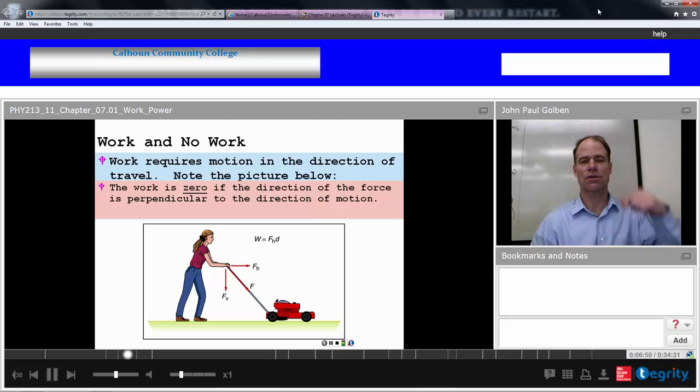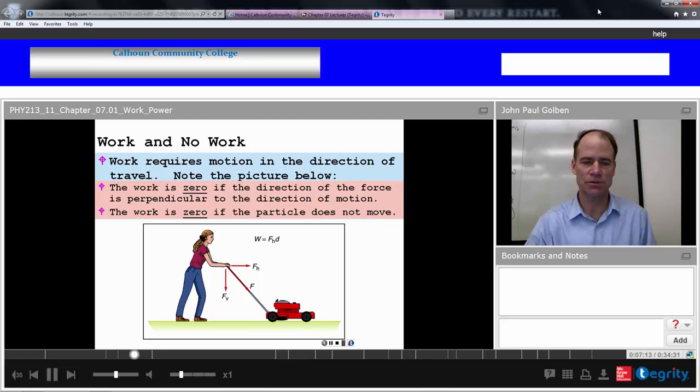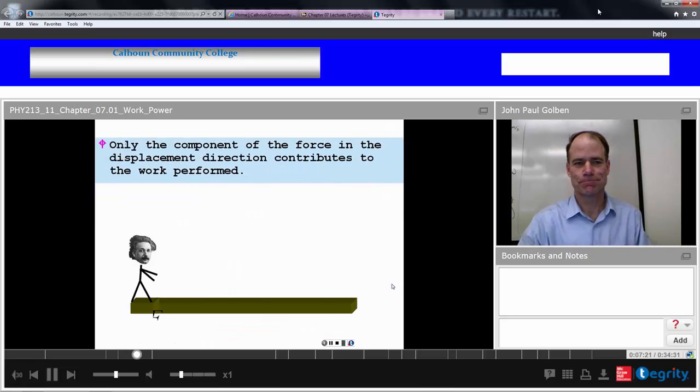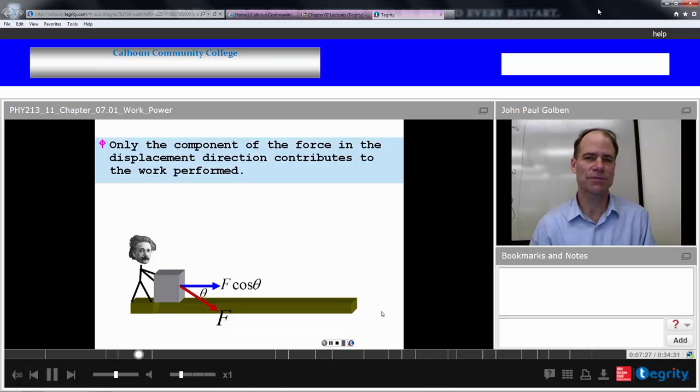The other force, the vertical force, which is pushing the lawnmower towards the ground, is going to do no work because the lawnmower is not going to move in that direction. So because there's no displacement in that direction, there will be no work, and hence that force will be wasted force on her part. So the work is zero if the direction of the force is perpendicular to the actual direction of the motion, and the work is zero if the particle does not move in that direction. So really, only the component of the force in the displacement direction will contribute to the work performed.